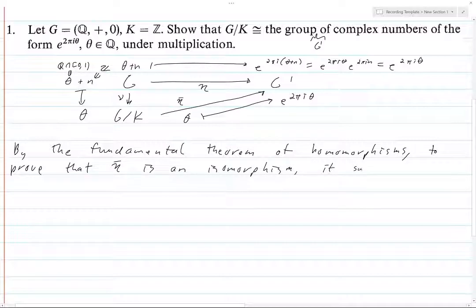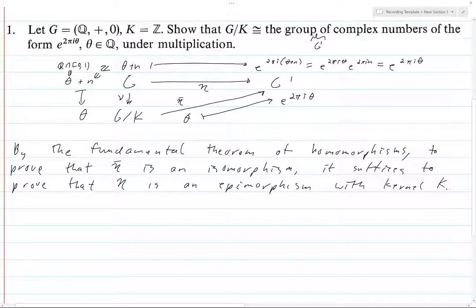It suffices to prove that eta is an epimorphism with kernel K. This was actually, I believe, the corollary to the fundamental theorem of homomorphisms, but whatever. Also, epimorphism, I don't know if that's a common term. I hadn't heard it before reading Jacobson. That's basically just a surjective homomorphism.